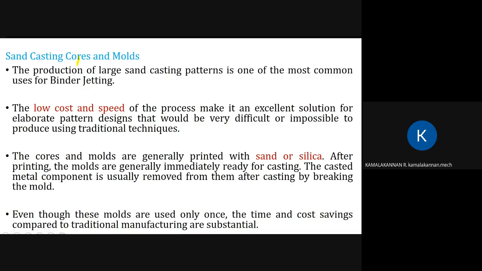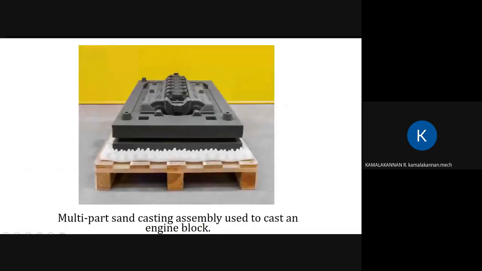You can say that you can achieve this at a low cost. Also, the speed will be increased compared to ordinary manual work. So this is one example of a sand casting assembly used to cast an engine block. See, such high accuracy has been achieved with 3D printing. It is not possible in manual work.